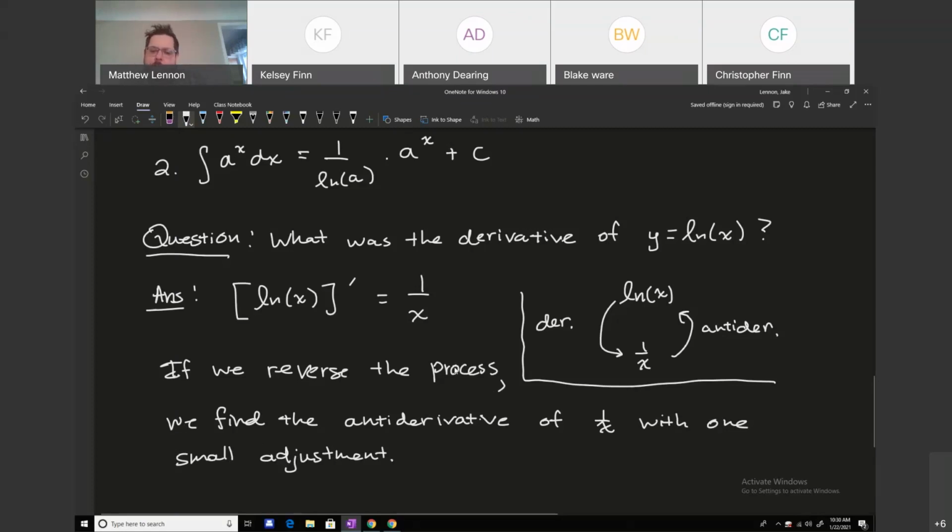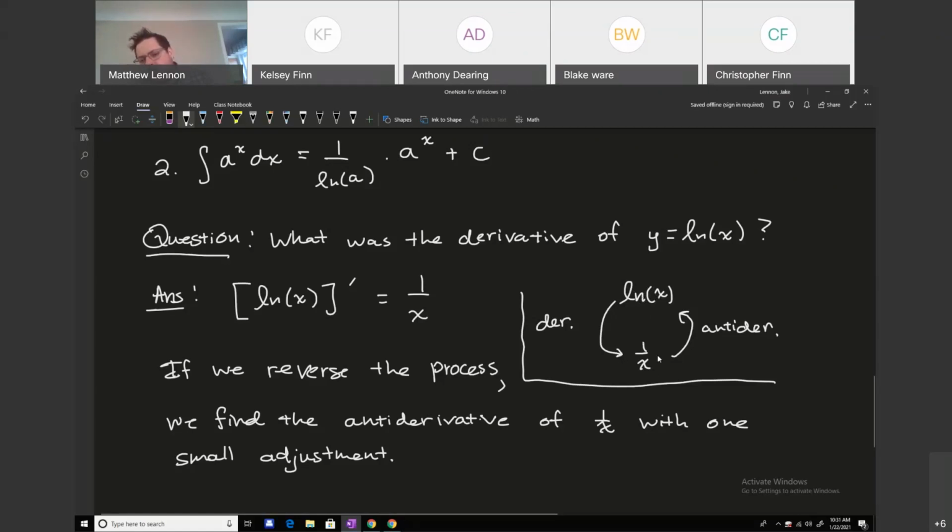And the problem lies in the domain, right? So we know the domain of the natural log of x is just positive values. The only thing you can plug into the natural log are positive values. Its range is all real numbers, but its domain is only the positive x values. So if you're taking the derivative, that's fine. That's not going to affect anything because your inputs have to be legal for that to make sense.